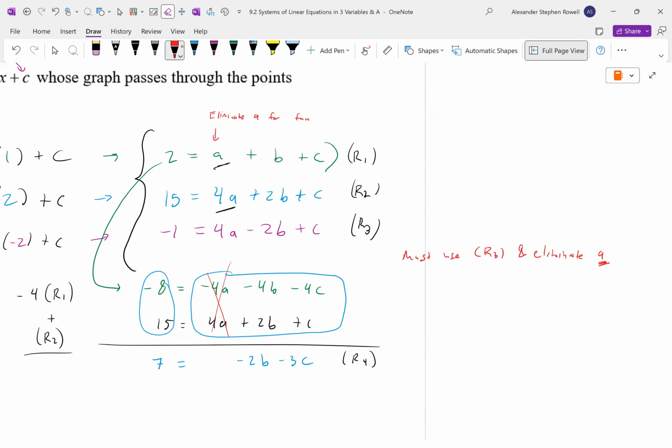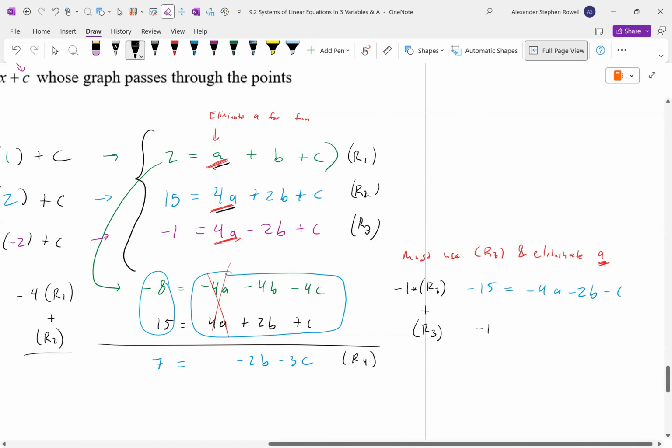So basically we could do row 1 times -4, or -1 times row 2. -1 times row 2, and let's add it to row 3. So -1 times row 2 would be -15 is equal to -4a minus 2b minus c. Row 3 is equal to -1 equals 4a minus 2b plus c. Oh man, we're going to eliminate 2 variables again.